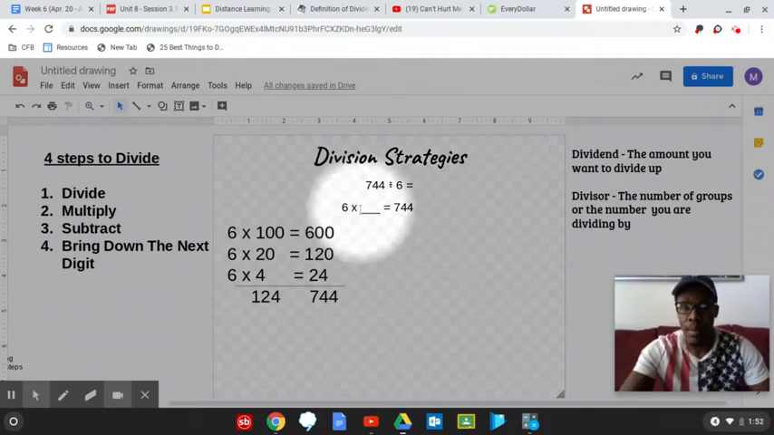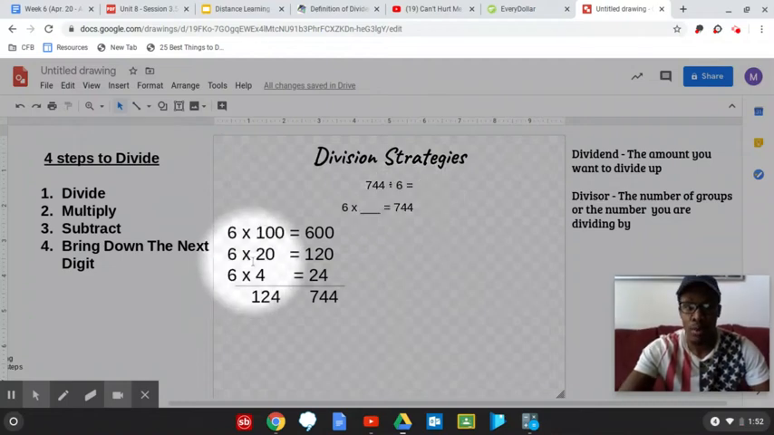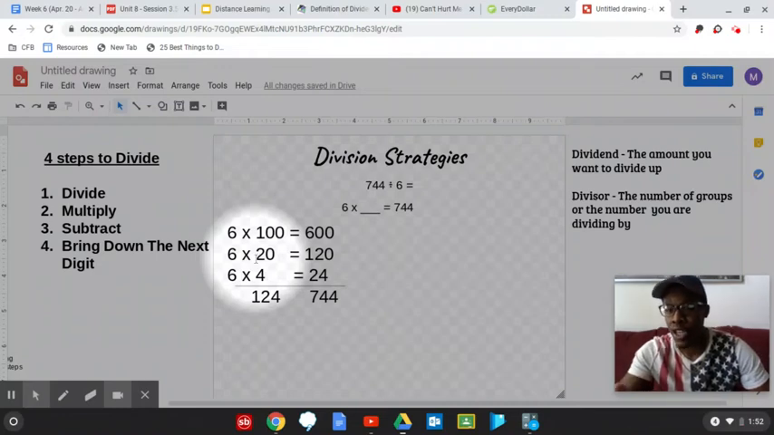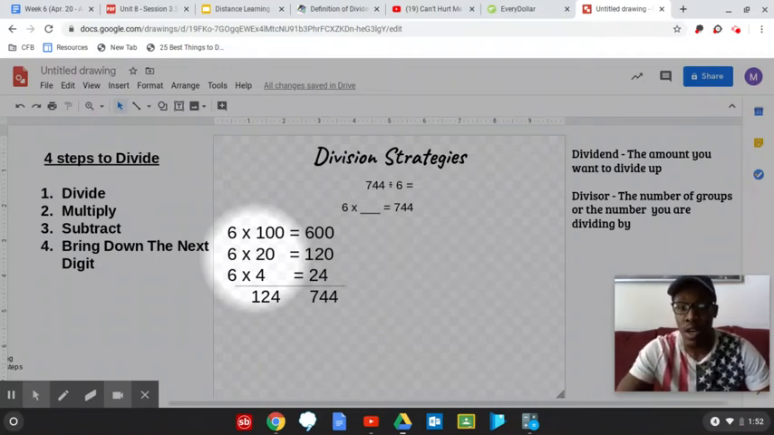Good. 6 times blank equals 744. So now you want to make multiplication combinations using your divisor to help you reach your dividend. So my first step was 6 times 100. I chose 100 as my first step because it's a friendly number, I can do it in my head, and it takes a big chunk out of my dividend. My dividend is 744. At 600, I'm already close to my dividend.